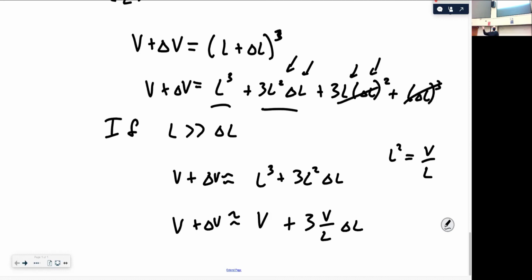I just threw out 2 terms and then substituted every time there was an L cubed on the right, I substituted in a V. Except one time I had an L squared and I had to substitute in a V over L instead. Okay, subtract V from both sides. What happens? Boom, those terms go away.